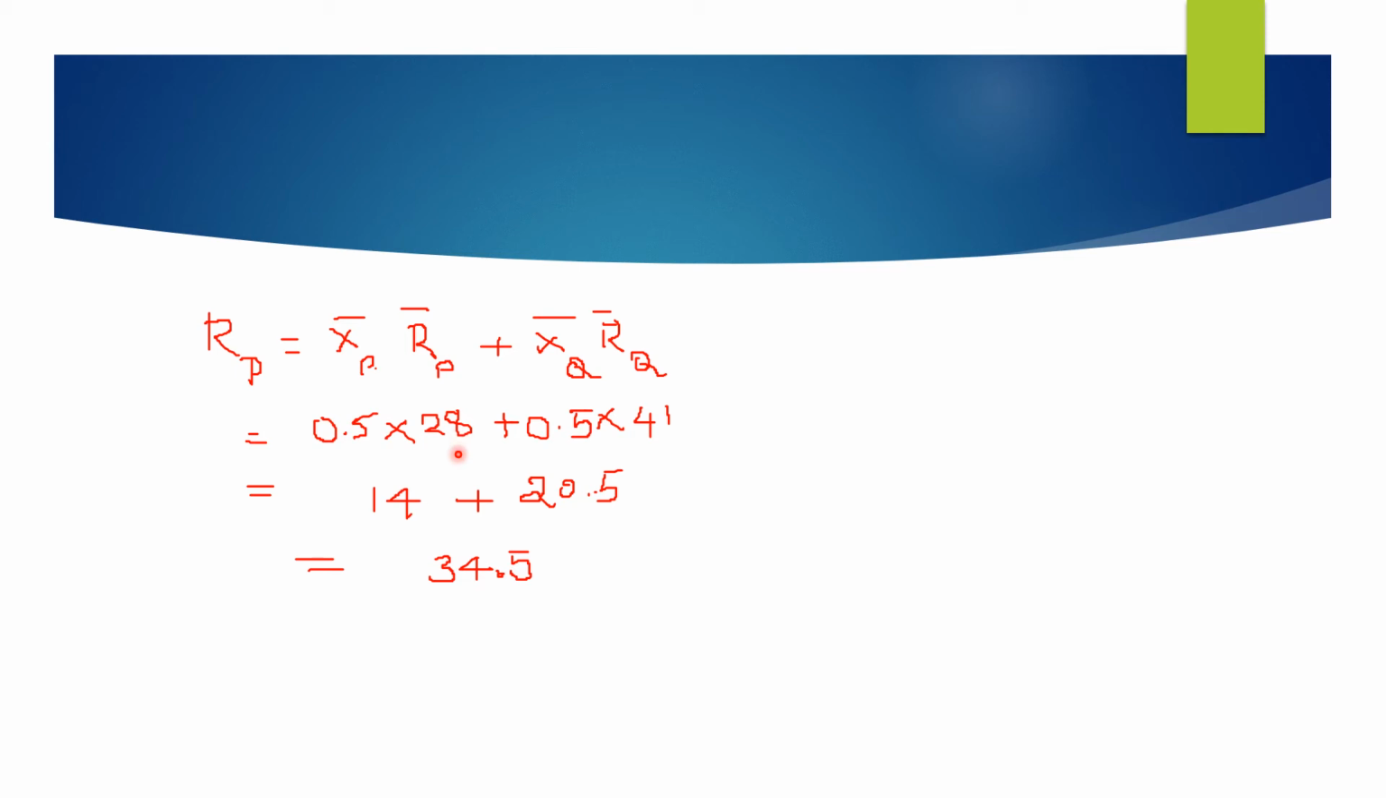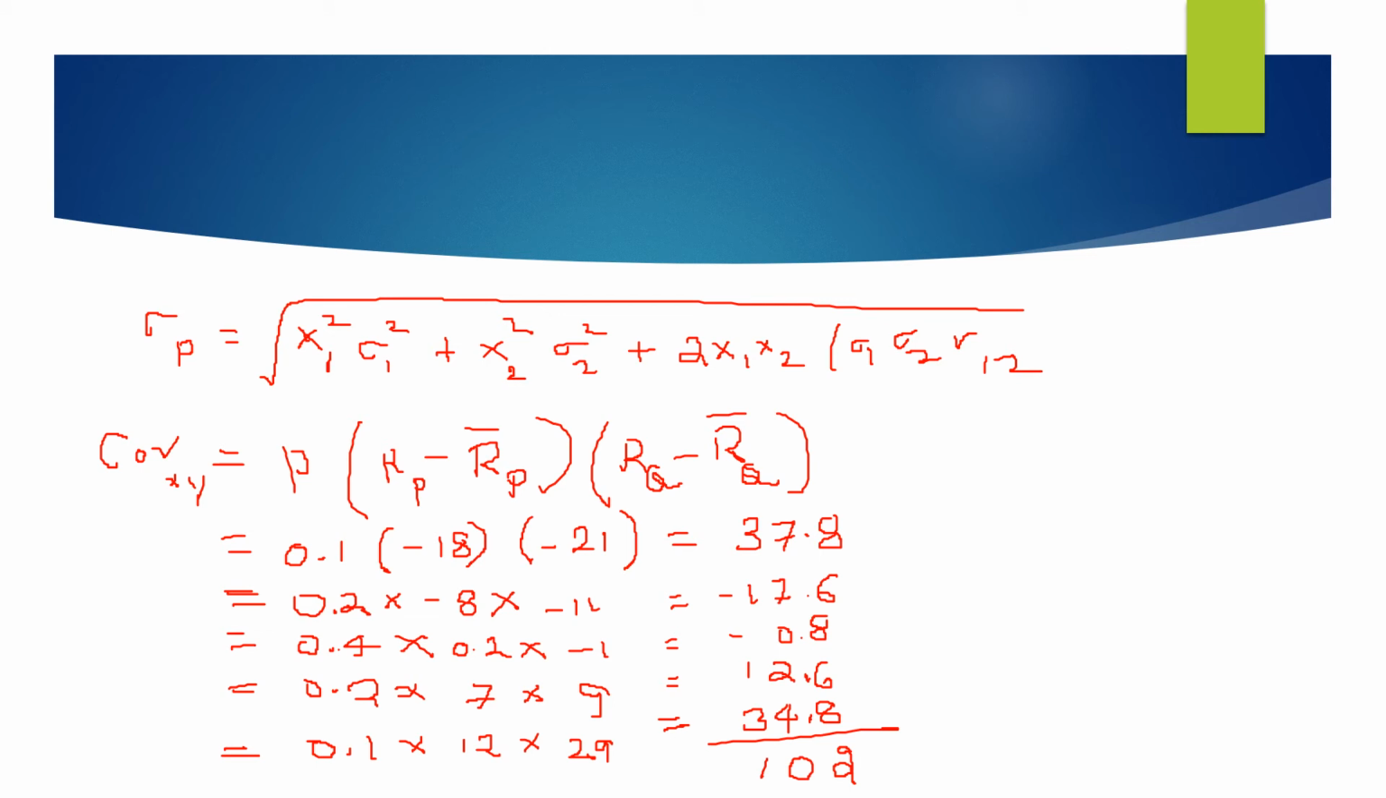So that is the value we got after summating the values. We have got 28 plus 0.5, again it is 50%, 50-50. So 0.5 into R bar Q we have calculated, that is 41. So by doing the calculations we are going to get 34.5. Clear? So this is about the expected return of the two stocks when 50% is invested in stock P and the balance, 50%, in Q.